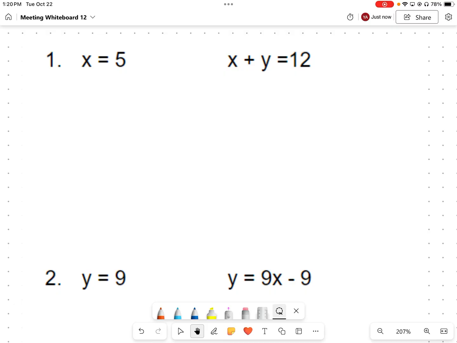Okay, we're going to draw a lot of circles, a lot of arrows, so make sure you're following along. So it says x equals 5 and x plus y equals 12. Look familiar? It was our warm-up from today. So we're going to solve using substitution now. Circle the x equals 5. We're going to substitute in 5 for x.